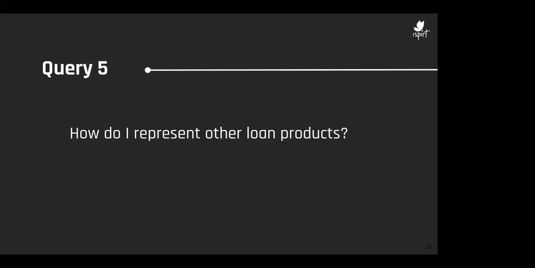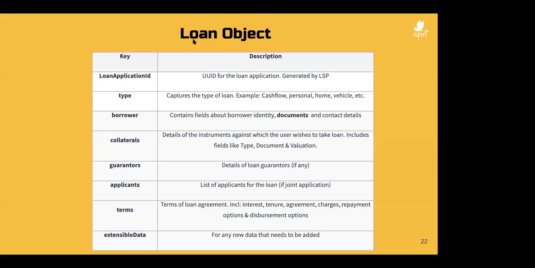Just to show you the example, what we did when we started with this entire exercise, the first part was to standardize what is a loan object in today's world. I'm just showing you the certain key elements that constitute a loan object. So for example, type is capturing what is the type of a loan. It can be a cash flow based loan, a personal loan, a home, or a vehicle loan. Borrower is a field which will contain information about the borrower itself. The borrower identity is like a government ID that the person uses.